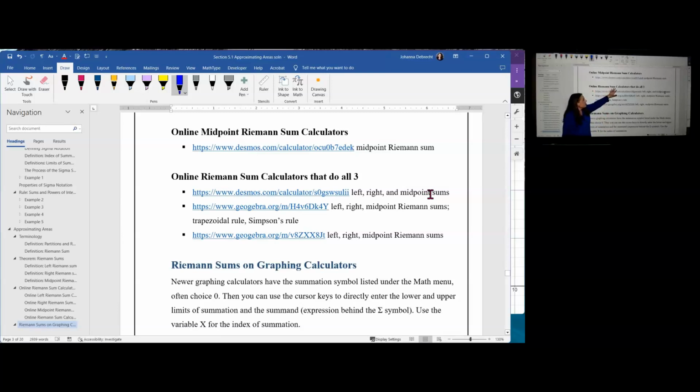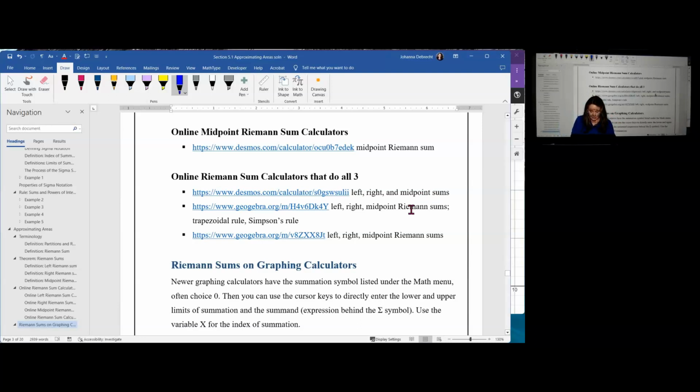There are other Riemann sum calculators that will compute all three, the left, the right, or the midpoint Riemann sum. I have one in Desmos and two in GeoGebra. One of the ones in GeoGebra also will compute the trapezoidal rule and Simpson's rule, which you'll not learn until Calculus 2. Let's talk just a second about how to do a Riemann sum on a graphing calculator.